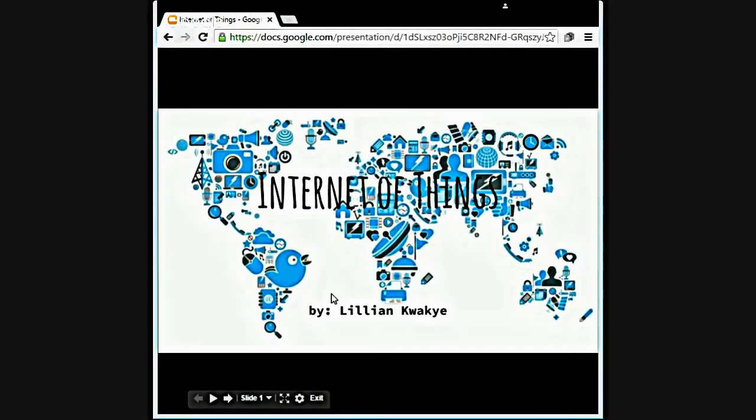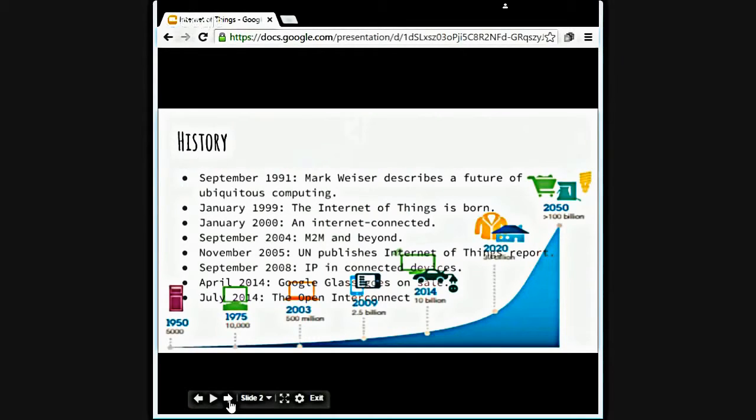Okay, the Internet of Things by Lillian Quache. So the first slide is the history. This is basically just a little of the history from September 1991 to July 2014. In the beginning, Mark Weiser describes the future of ubiquitous computing, through 2014, which opens the interconnect. So just a wide range of how the Internet of Things got started and where it's going from now.